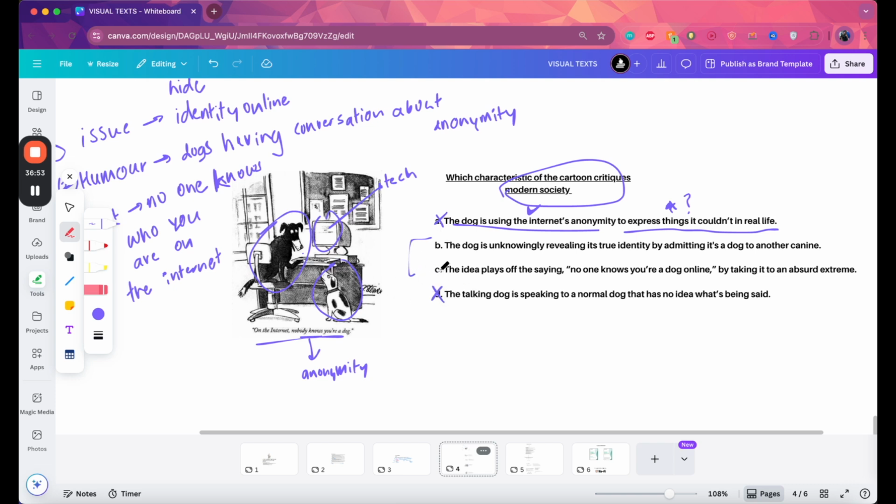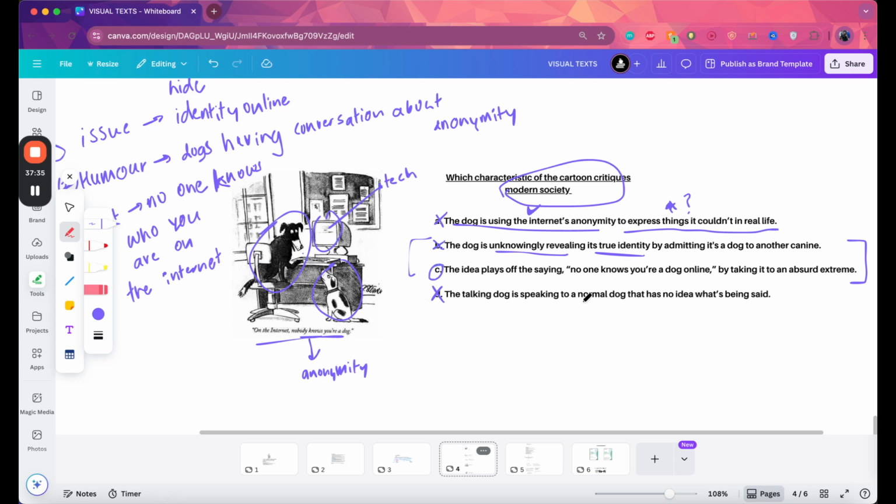And then I'm just down to these two options. So the dog is unknowingly revealing its true identity by admitting it's a dog to another canine. Now, for this answer option, it's very unlikely that this dog is unknowingly revealing its true identity to this other dog, because this other dog knows it's a dog. So I think it would be kind of absurd to think that it doesn't know that it's telling the dog that it's a dog. So I would eliminate option B. So that just leaves me with C.